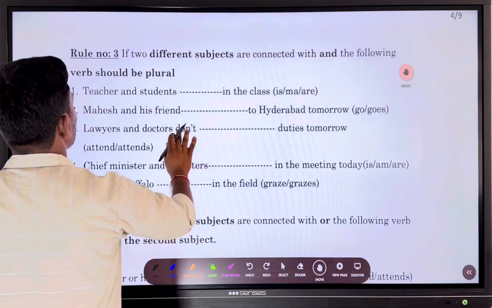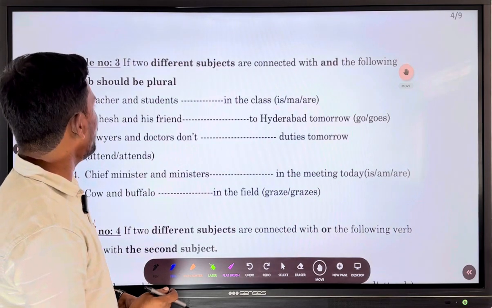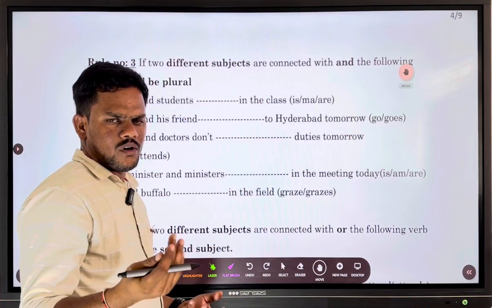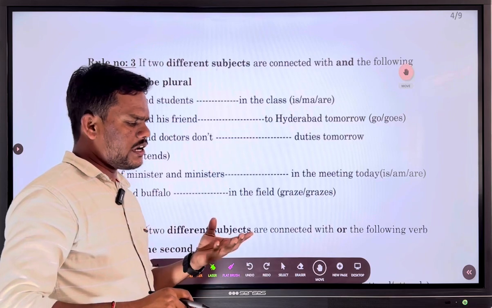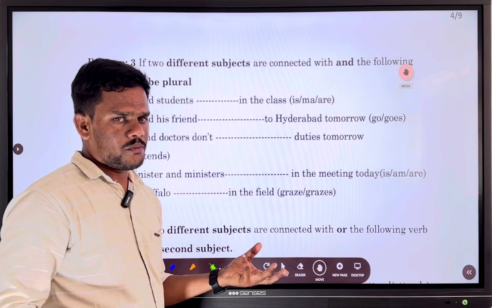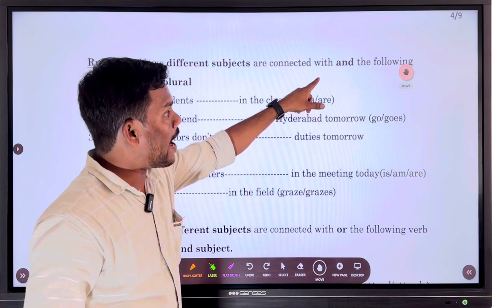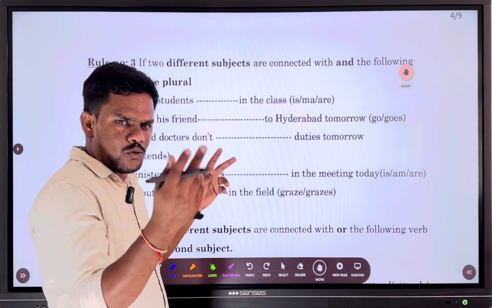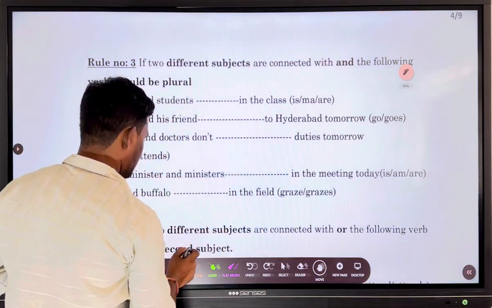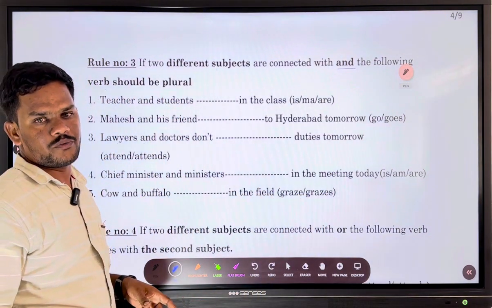Rule number 3. If 2 different subjects are connected with and, the following verb should be plural. See, the first rule and second rule say that if you take a singular subject, the verb also should be singular. If you take a plural subject, the following verb also should be plural. Rule number 3. If 2 different subjects are connected with and, there will be 2 different subjects and these are connected with and, the following verb should be plural.